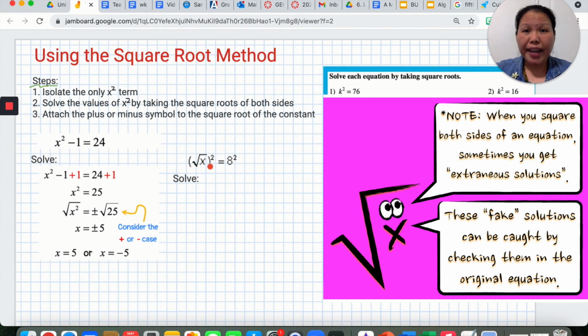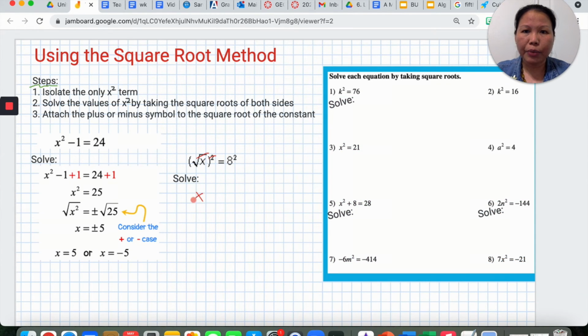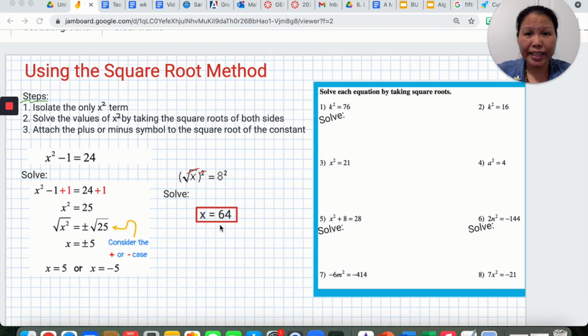Let me go ahead and show you how to solve this problem on the right hand side. We have both the square and the square root. We can go ahead and cancel them out. And what I'm going to be left with is x equals 8 squared, which will give me 64. Very simple. Box or circle your answer when you're done. I have typed this in so that it can be nice and neat.